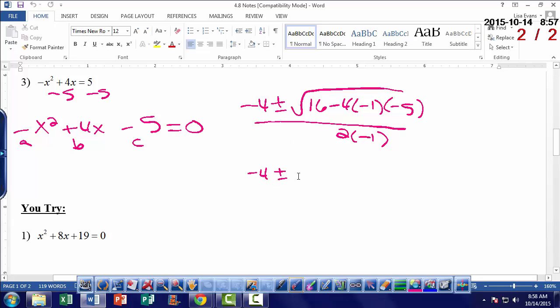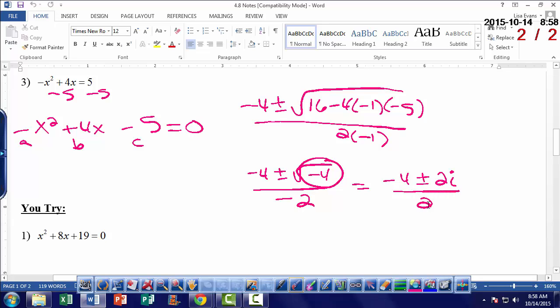So I get negative 4 plus or minus the square root of negative 4 over negative 2. When I simplify this, I get negative 4 plus or minus 2i, because the square root of 4 is 2. The negative, we pull that out as an i, over 2. Now, we only simplify at this point if we can simplify everything. So I can divide a 2 here, here, and here. So when I do that, I'm left with negative 2 plus or minus i.